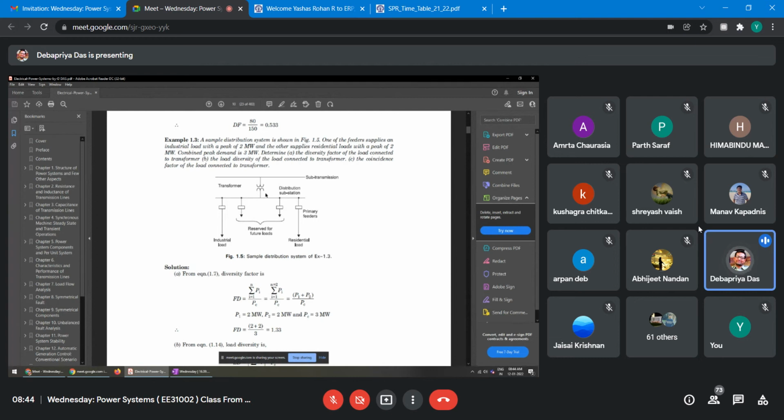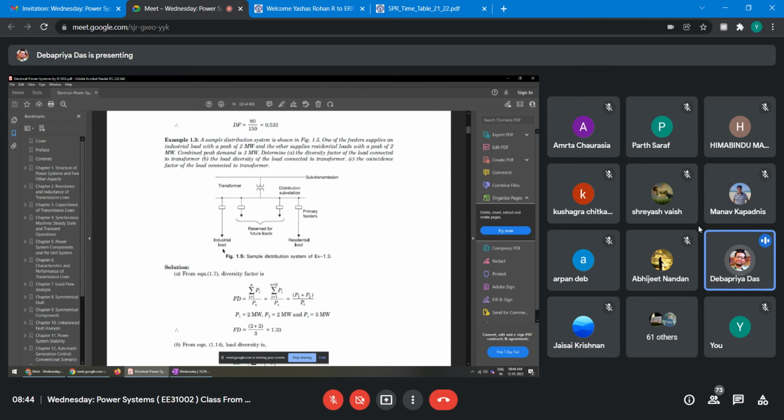This side cannot be 33 because this is a residential load. This side is 11 kV, and this side is 400 volt or 430 volt, and this industrial load means small industries, right? So one of the feeders supplies an industrial load with a peak of 2 megawatt, and the other supplies a residential load with a peak of 2 megawatt.